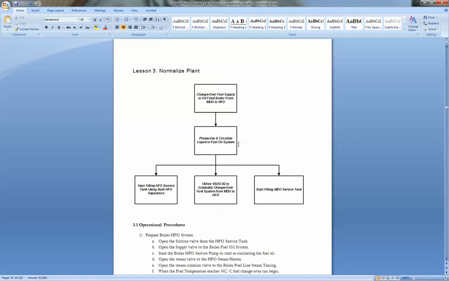We're also going to start filling of the heavy fuel oil service tank using the heavy fuel oil purifiers, separators. Again, we're going to utilize number 2 to gradually change over the fuel system from distillate to heavy, and we're going to start also filling of the marine diesel oil service tank.